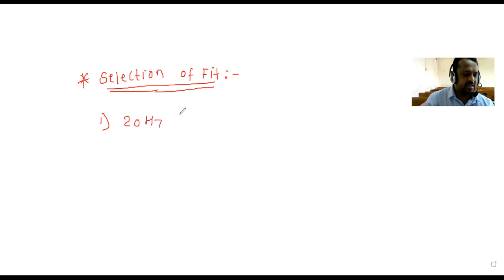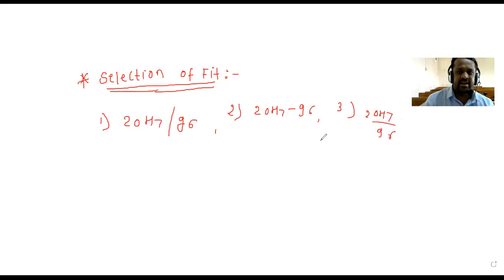20H7/g6. Or sometimes they will ask like this, 20H7-g6, or sometimes like this, 20H7 by g6. Then identify the fit, whether it is a clearance fit, whether it is an interference fit, or whether it is a transition fit. Identify. Then how to identify it?